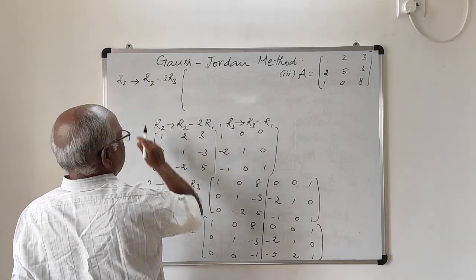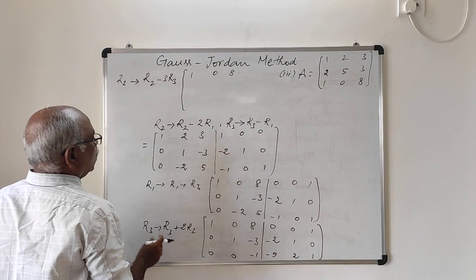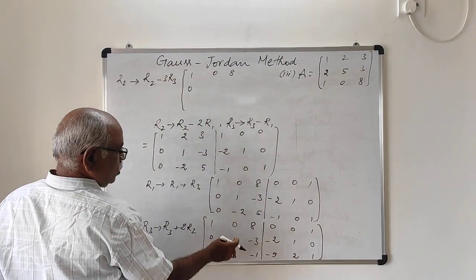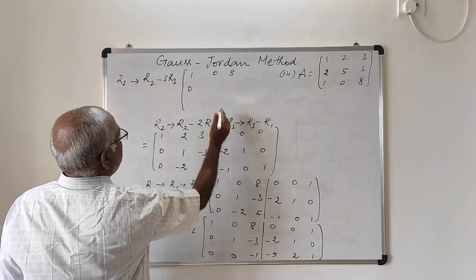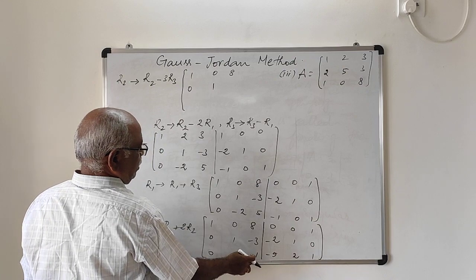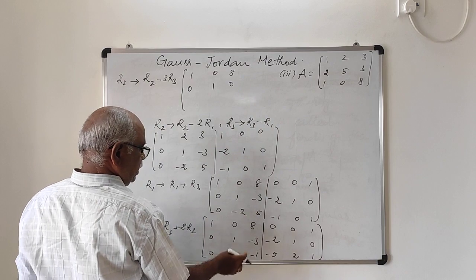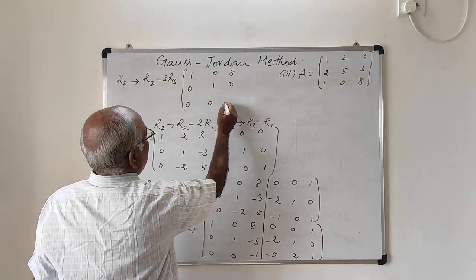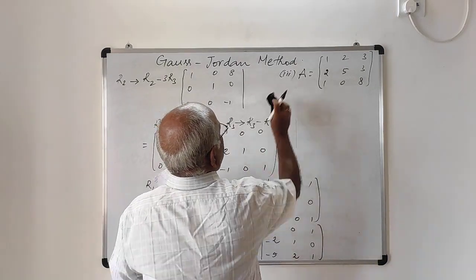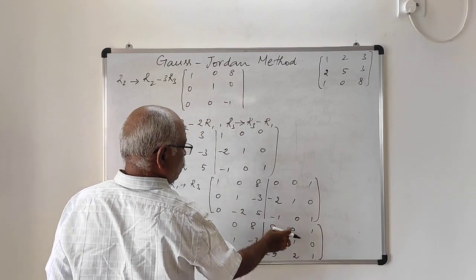So R2 is changing, and R1 is 1, 0, 0 as it is. R2 minus 3 R3: 0 minus 0 is 0. 1 minus 3 times R3 is 1. Minus 3 times minus R3 is plus 3, so minus 3 plus 3 is 0. And 0, 0, minus 1. Here also 0, 0, 1.